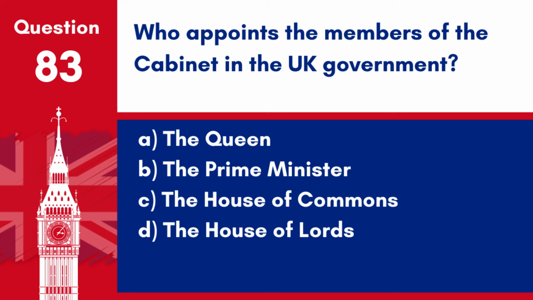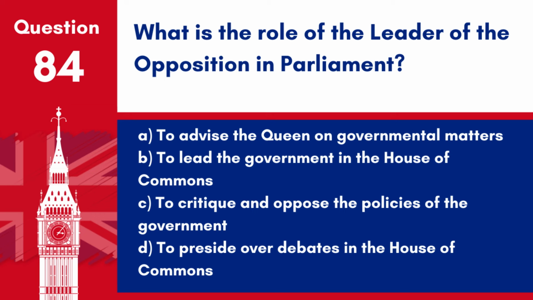Question 83. Who appoints the members of the Cabinet in the UK government? A. The Queen. B. The Prime Minister. C. The House of Commons. D. The House of Lords. Answer: B. The Prime Minister. The Prime Minister appoints the members of the Cabinet, who are usually senior members of the government and head the major ministries.